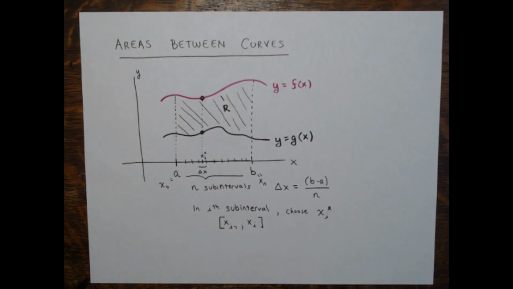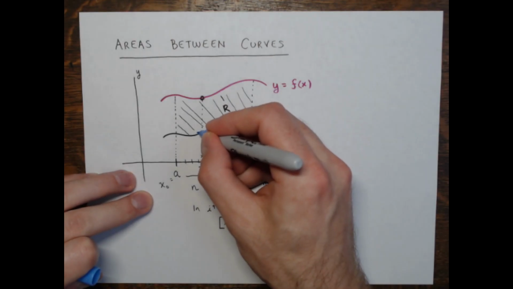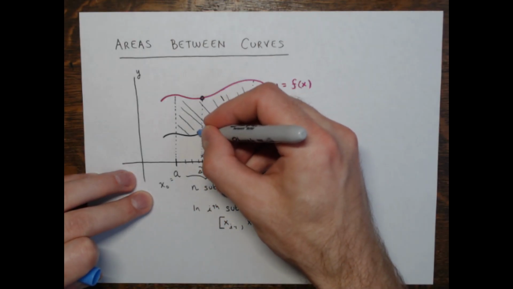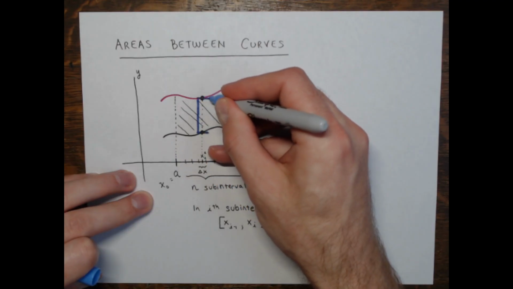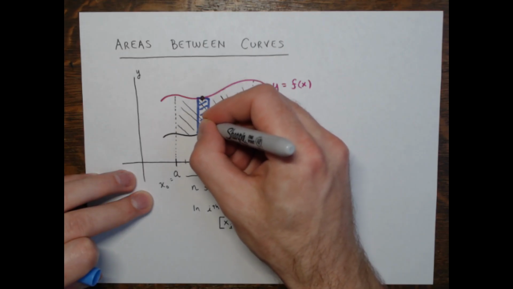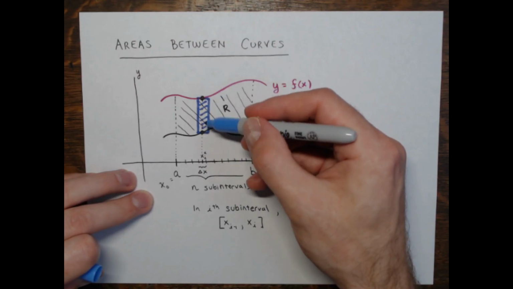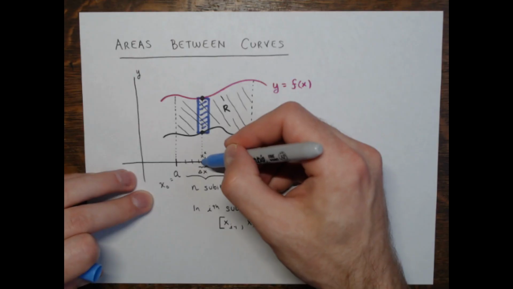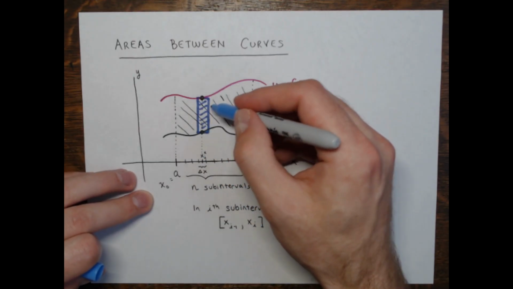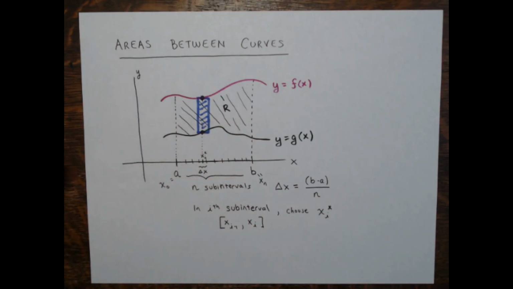And I create a little rectangle with a width of delta x, but just the height between these two points. Right? We only need to talk about the area between the curves. So this rectangle I just drew here approximates the area between the two curves in this little subinterval. And I would do the same thing for all my n pieces.